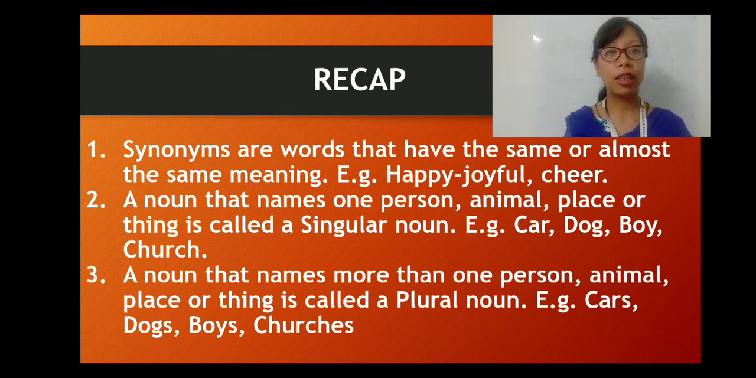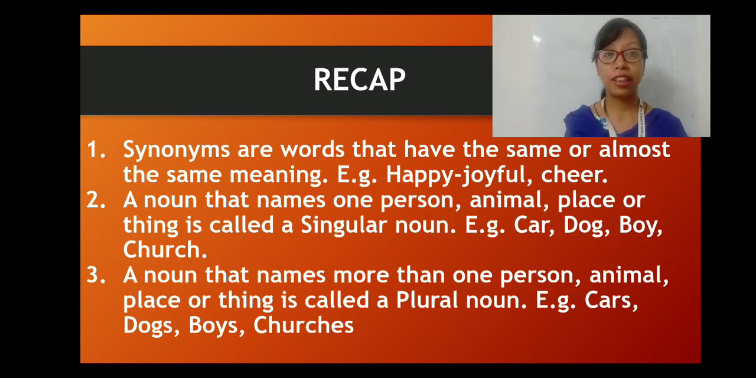A noun that names one person, one animal, one place or one thing is called a singular noun. So when we talk about only one thing, one place or one person, only one, that means it is a singular noun. For example, car, dog, boy, church.